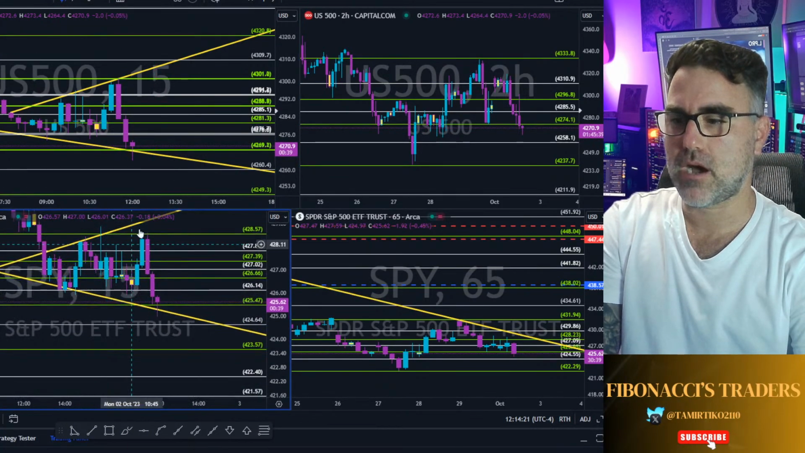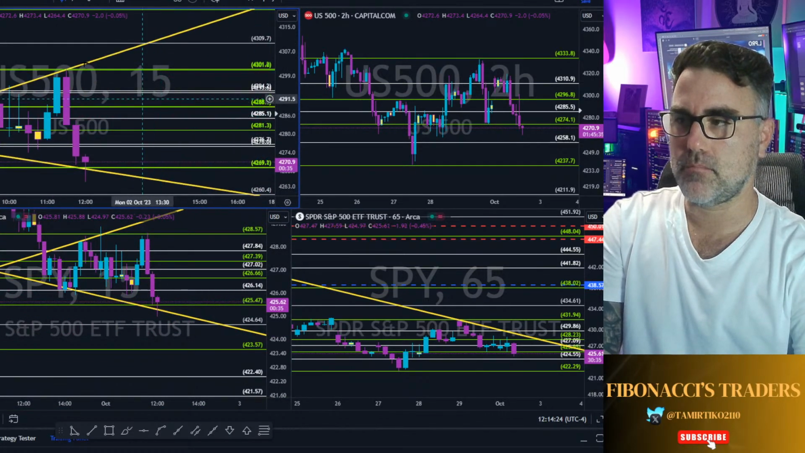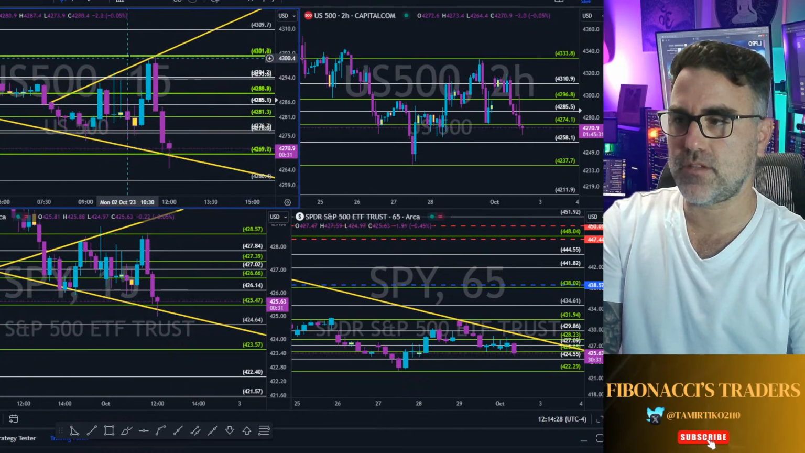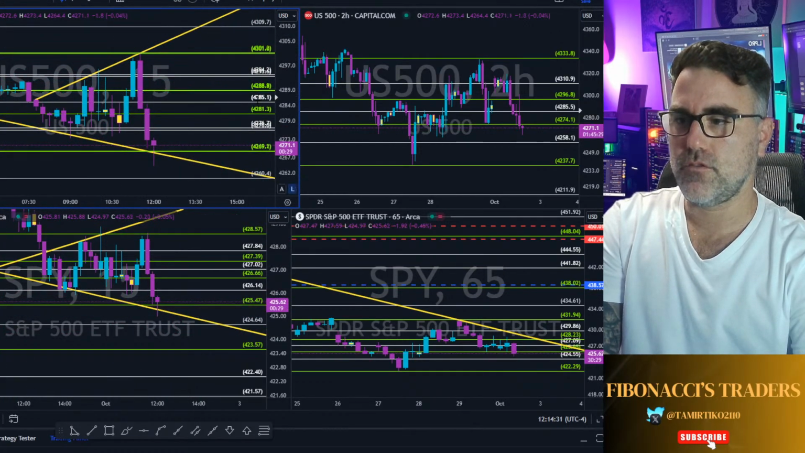We have a bounce off the trend line over here on the 15 minutes SPY, 15 minutes futures.